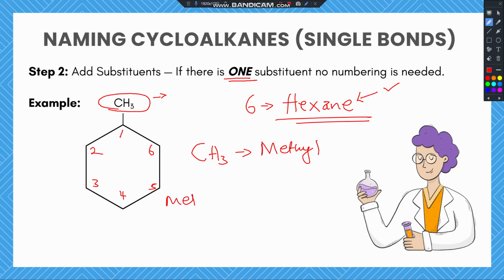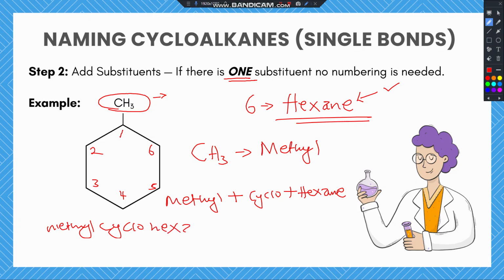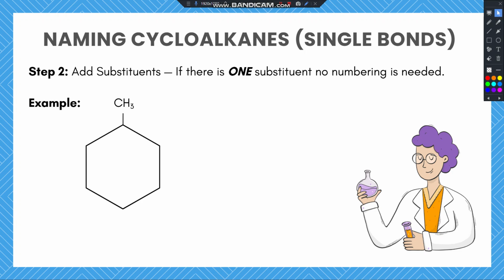So in order to name everything together, we bring everything together. We have methyl, plus, since it's a cyclo compound, cyclo plus hexane, which is the parent name. So all together, the name of this compound becomes methylcyclohexane. Easy peasy and straight to the point. I'm sure you can see how all of these steps are taken to name organic compounds. When there is one substituent present, the carbon atom that carries that substituent automatically becomes number one. There is no need to go about sharing the numbers.